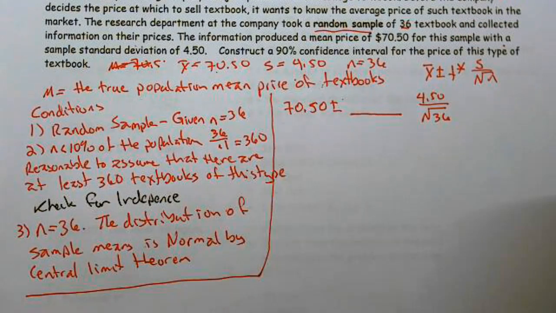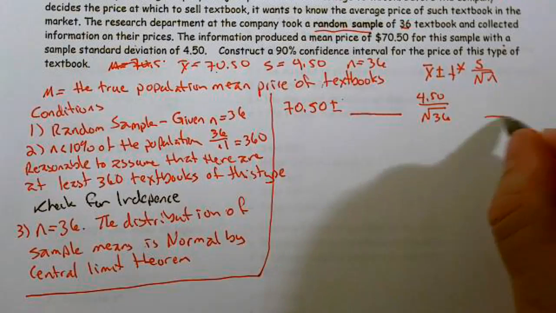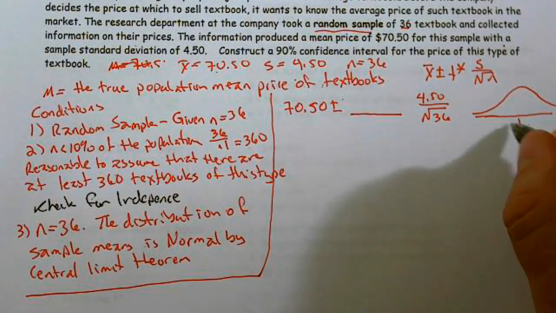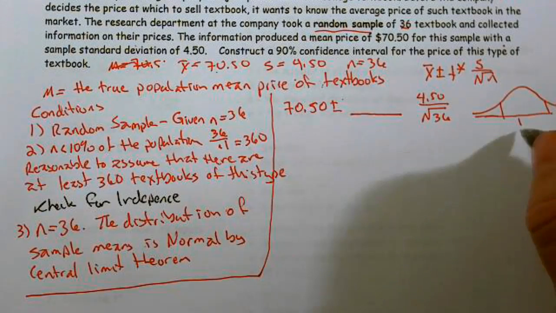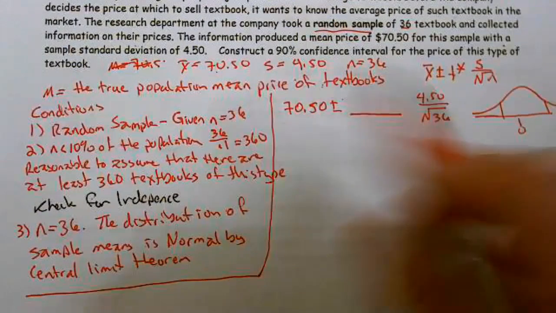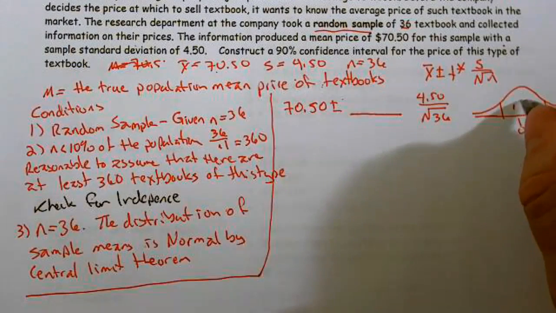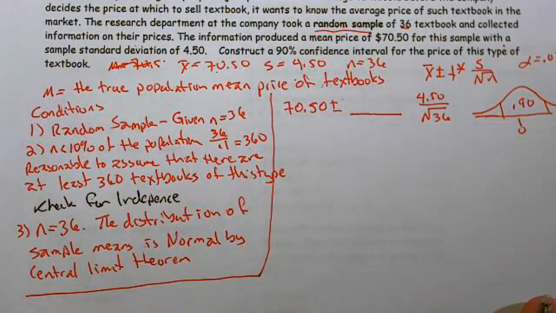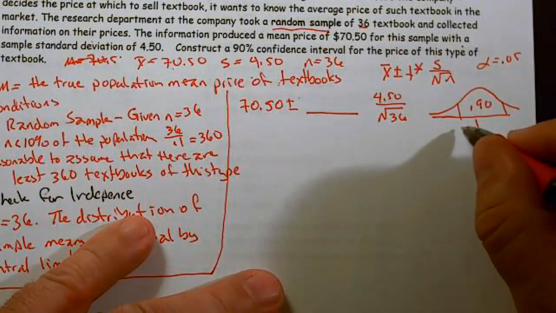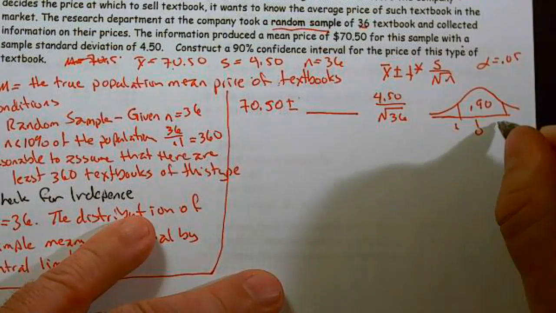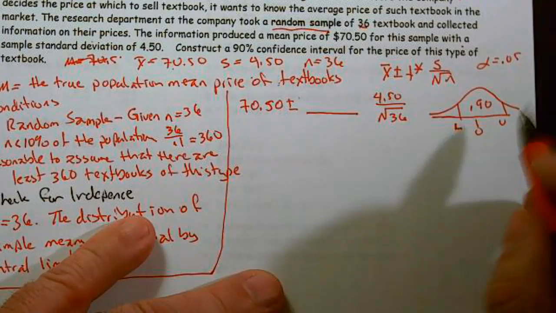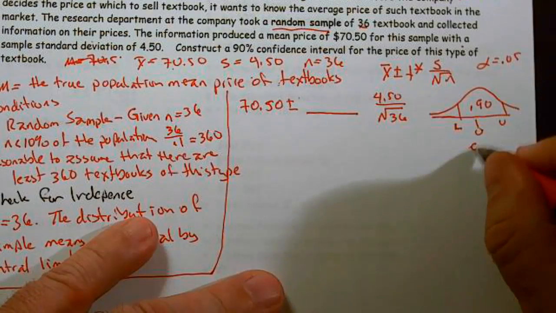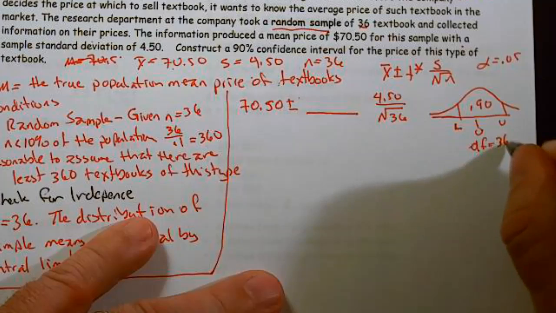So I need to go back and calculate t star. Well, t star is going to be centered at 0. And we're doing a 90%, so I need 0.90. By the way, alpha in this case would be 1 minus that, so alpha is 0.10. It didn't ask for it, but just so we have it. And I'm going to be looking for a lower and an upper bound, but first off, I need to get my t star based centered at 0. So my degrees of freedom is going to be 36 minus 1.